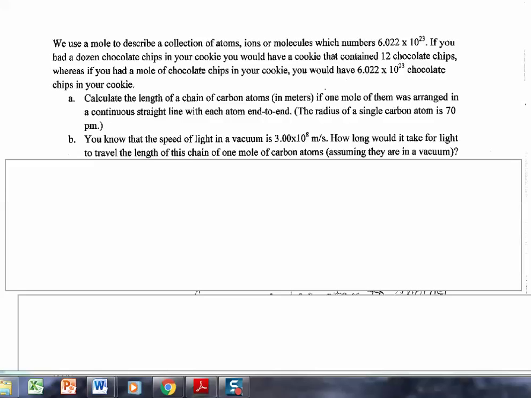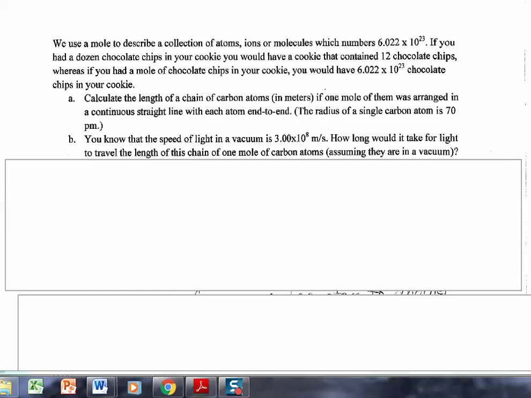Whereas if you had a mole of chocolate chips in your cookie, you would have 6.022 times 10 to the 23rd chocolate chips in your cookie. Yum! In part 1 of the problem, we calculate the length of a chain of carbon atoms in meters if 1 mole of them was arranged in a continuous straight line with each atom end to end, given that the radius of a single carbon atom is 70 picometers.